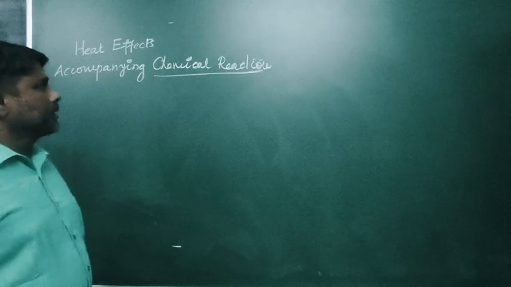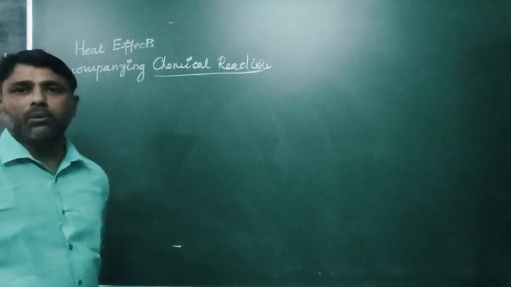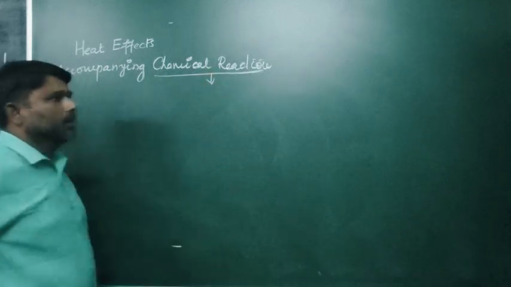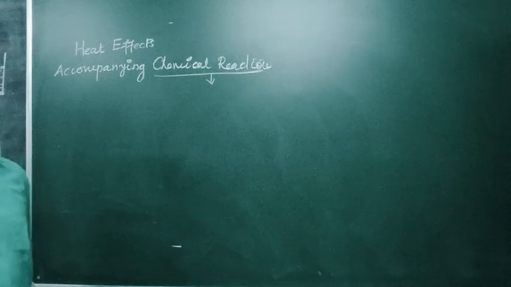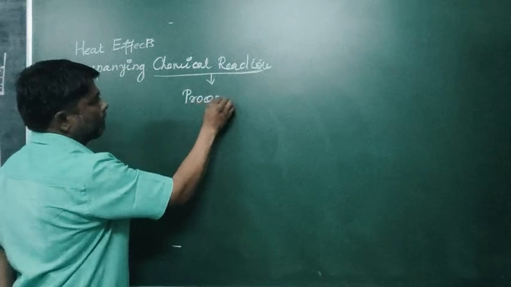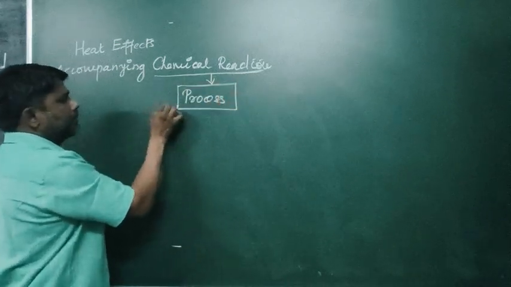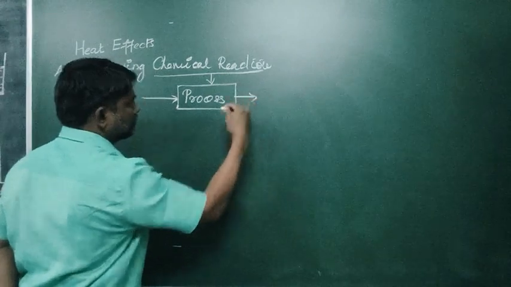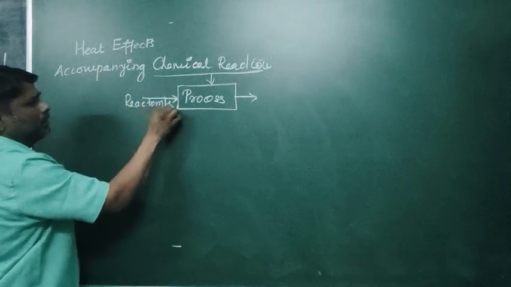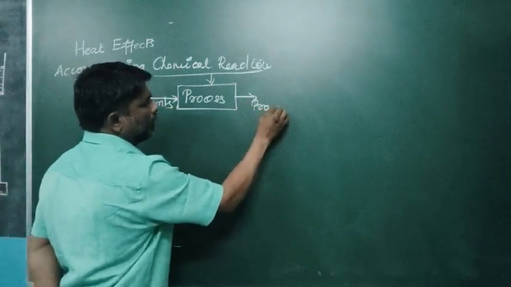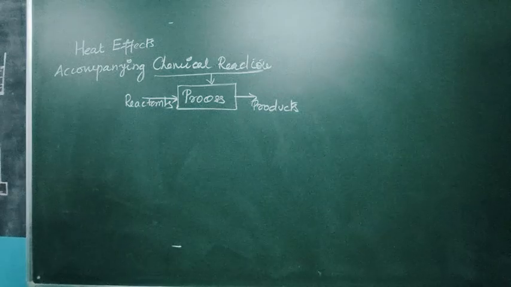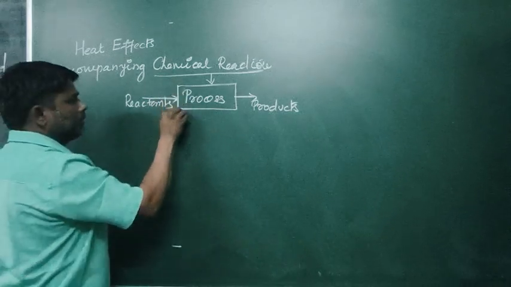Before entering into the discussion, we have to recollect several points. What is a chemical reaction? A chemical reaction is a process in which reactants are converted into products, useful or desired products. Clear? What is going on during this process?